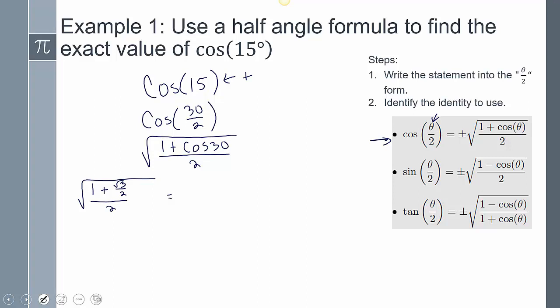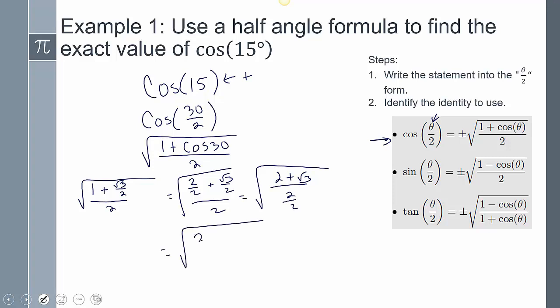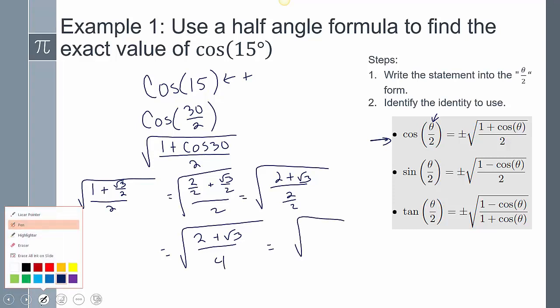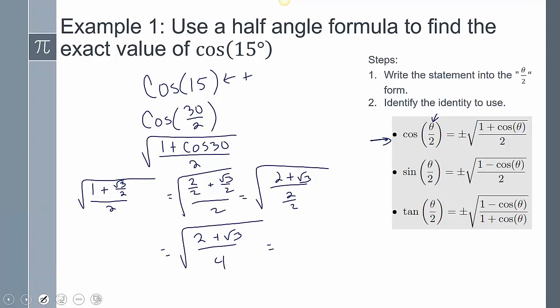And then finding the common denominator between all of that, that's 2 over 2 plus radical 3 over 2. And then I can add those together. And so that's going to be the square root of 2 plus radical 3 over 4, which is the square root of 2 plus radical 3 all over 2. I know it's kind of weird, a square root within a square root.